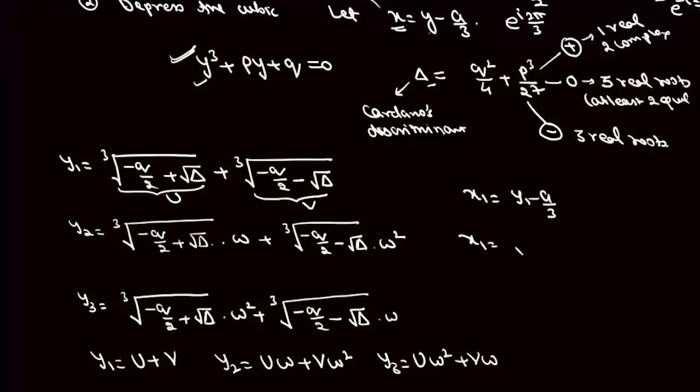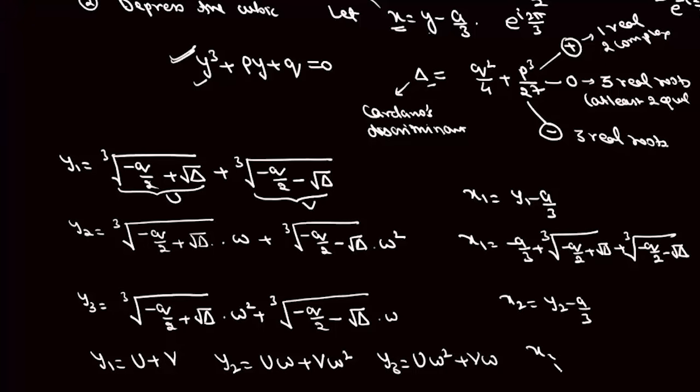So we can write x1 as minus a by 3 and then plus y1, which is the cube root of minus q by 2 plus under root delta plus the cube root of minus q by 2 minus under root delta. And the same way you can write x2 as y2 minus a by 3 and x3 as y3 minus a by 3. And this is how you find roots of any general cubic equation using Cardano's method.